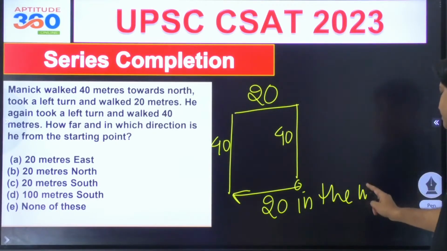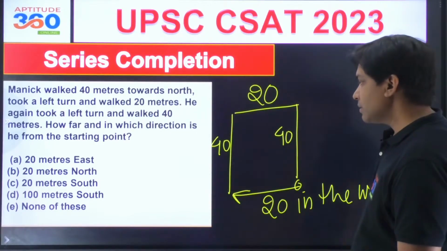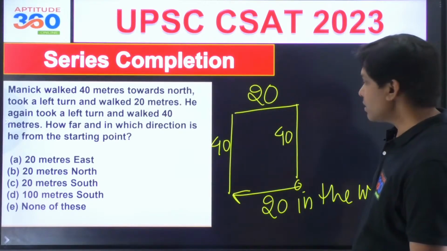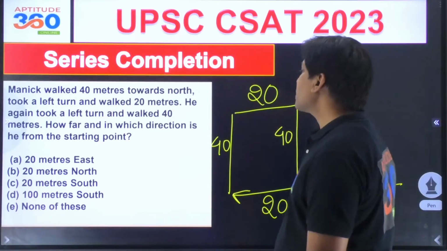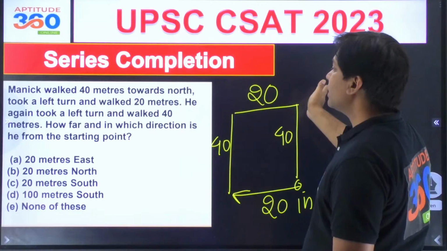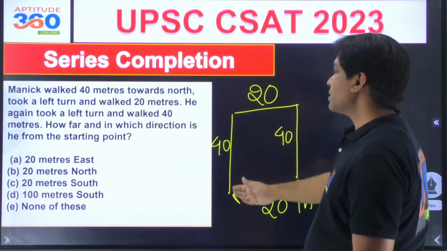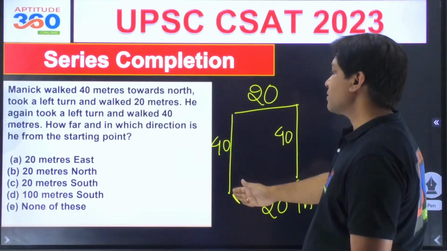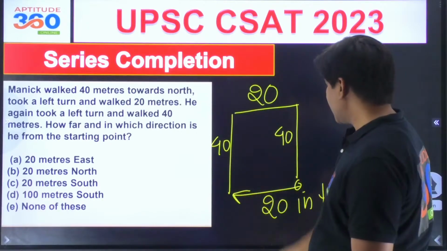Isn't it? 20 meters in the... oh, my bad. Did I make a mistake out here? Manik walked 40 kilometers towards north, took a left turn, walked 20 meters, left turn, walked 20 meters, 40 meters. How far and in which direction is he from the starting point? Am I doing it right?